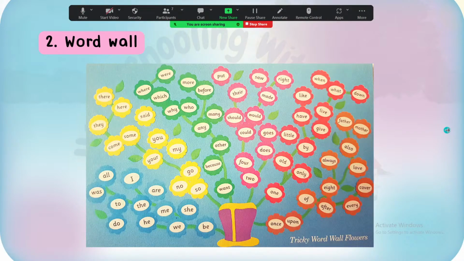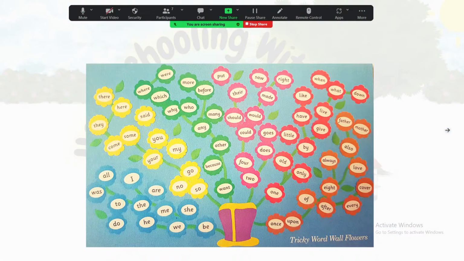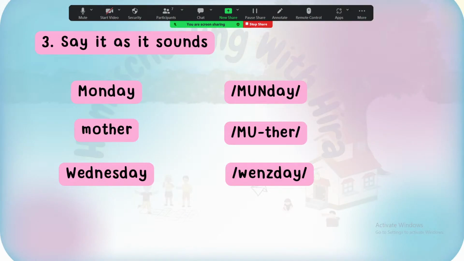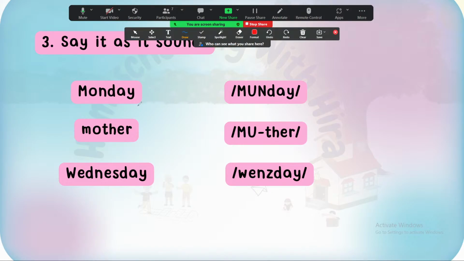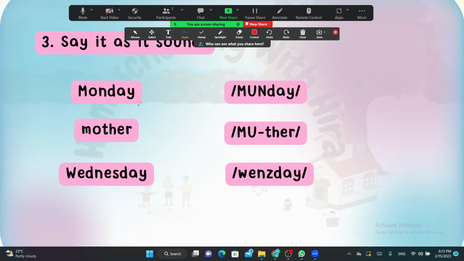The third method could be say it as it sounds. This is the most practical and I love this method the most. I follow this one. The first two were okay, but this is what really works. If the word is Monday, so we are hearing the tricky part here. Day. D and A are okay, but this O is saying the sound.